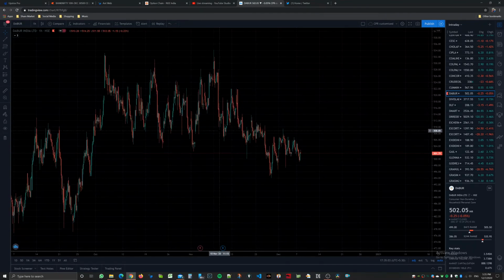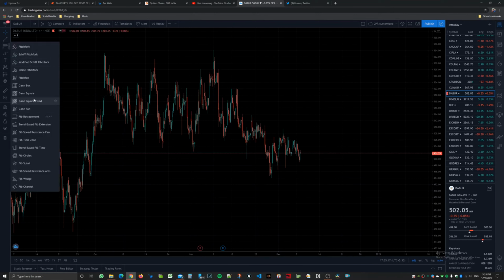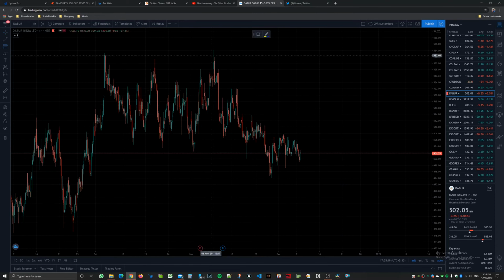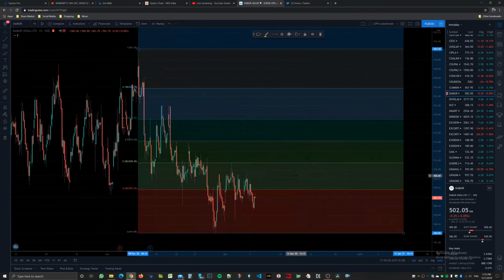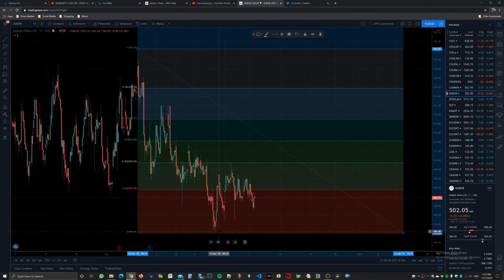Yeah. So you can see here, this is actually on the downside, right? So what we can see here, we can do a Fibonacci retracement.